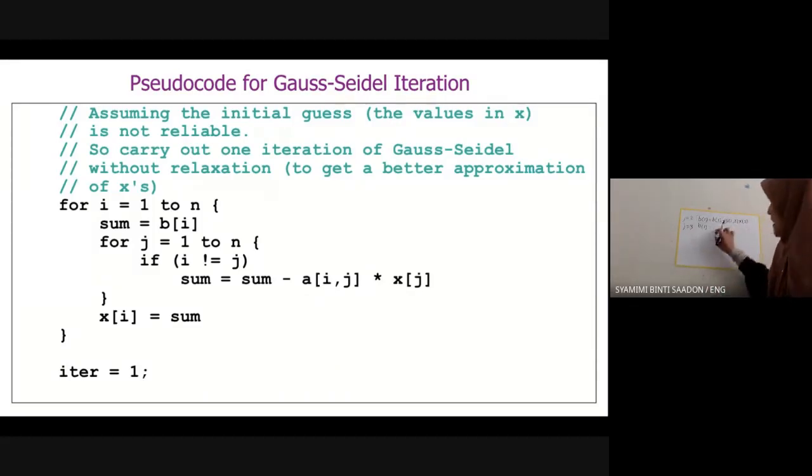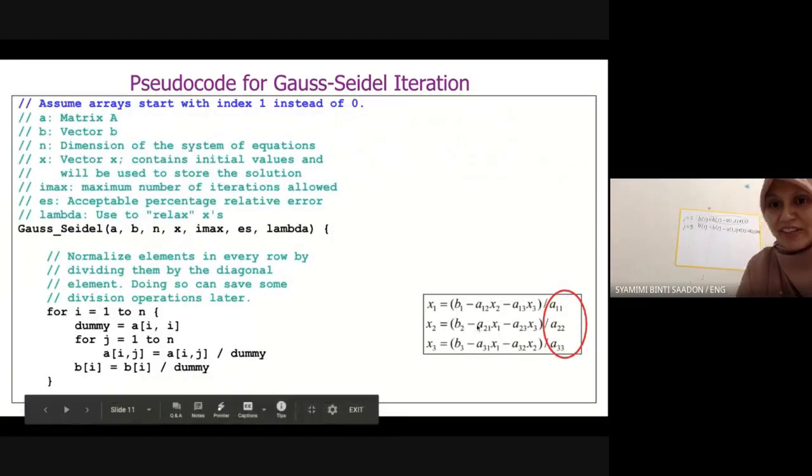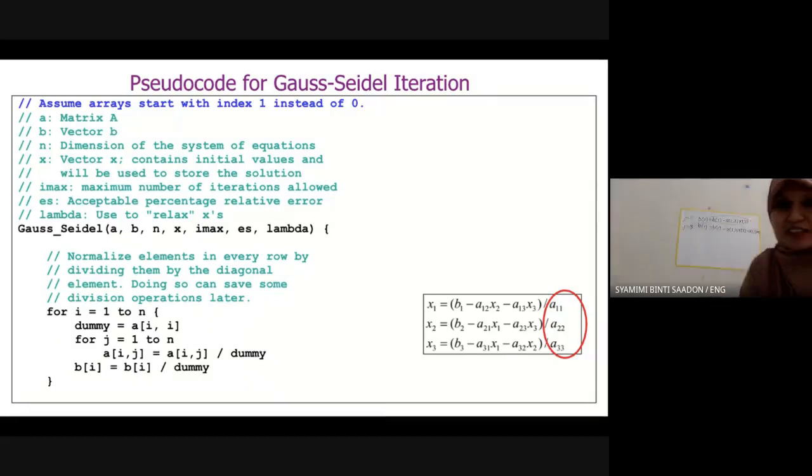So that's how you read the computer language. The sum here is actually the whole of this: B1 minus A12 x2, then minus A13 x3. Okay, so you get the program like this: B1, A12, x2, A13, x3.